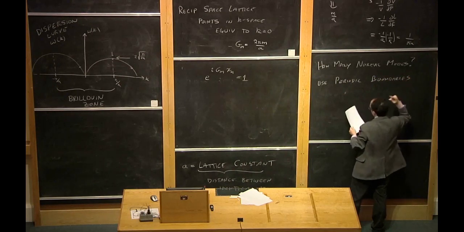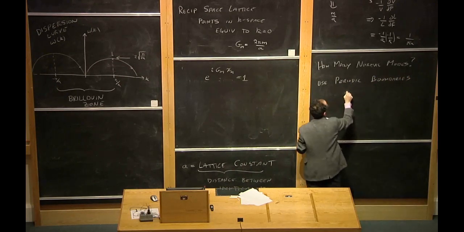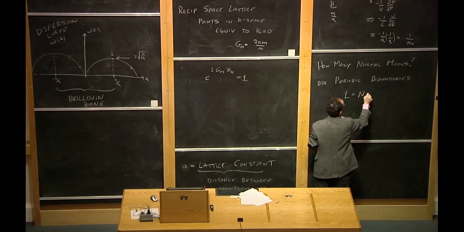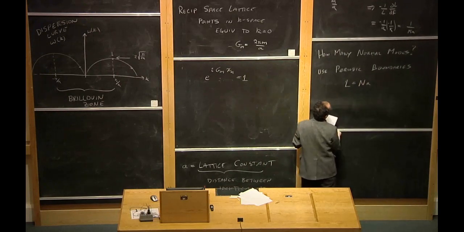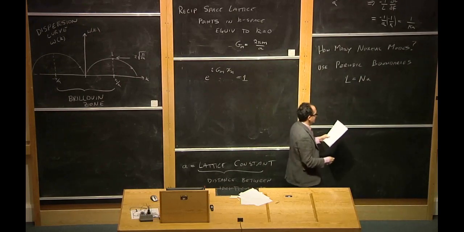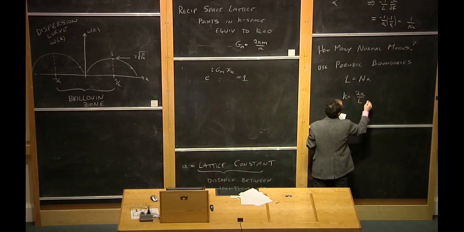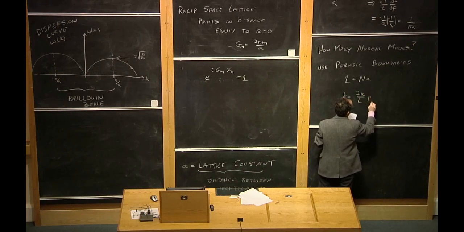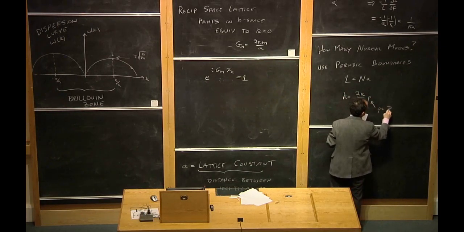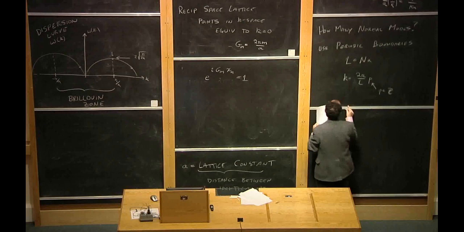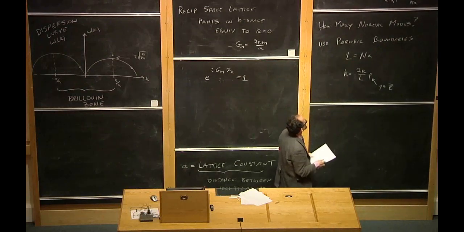So we're putting the springs in a big circle. Let's let the circle have a length L, which is n. So n masses around in a circle, length L. So K then has to be 2 pi over L times some integer, P, where P is an element of integers. That's the usual way this happens when we put everything in a periodic box.